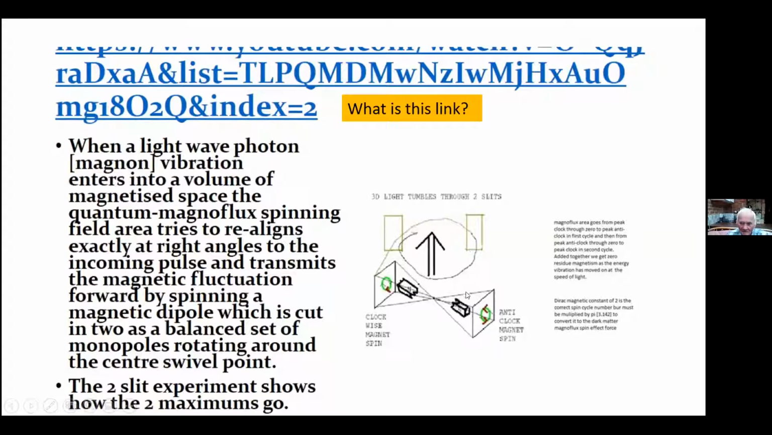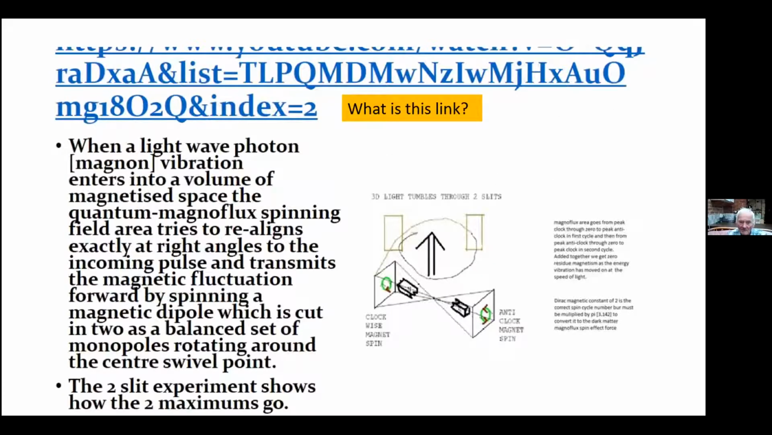So you saw that little experiment where we could see it going through. So when a light wave or photon or magnon vibration enters into a volume of magnetized space, the quantum Magnoflux spinning field area tries to realign exactly at right angles to the incoming pulses and transmits the magnetic fluctuation forward by spinning a magnetic dipole, which is cut in two, at a balanced set of monopoles rotating around a central swivel area.